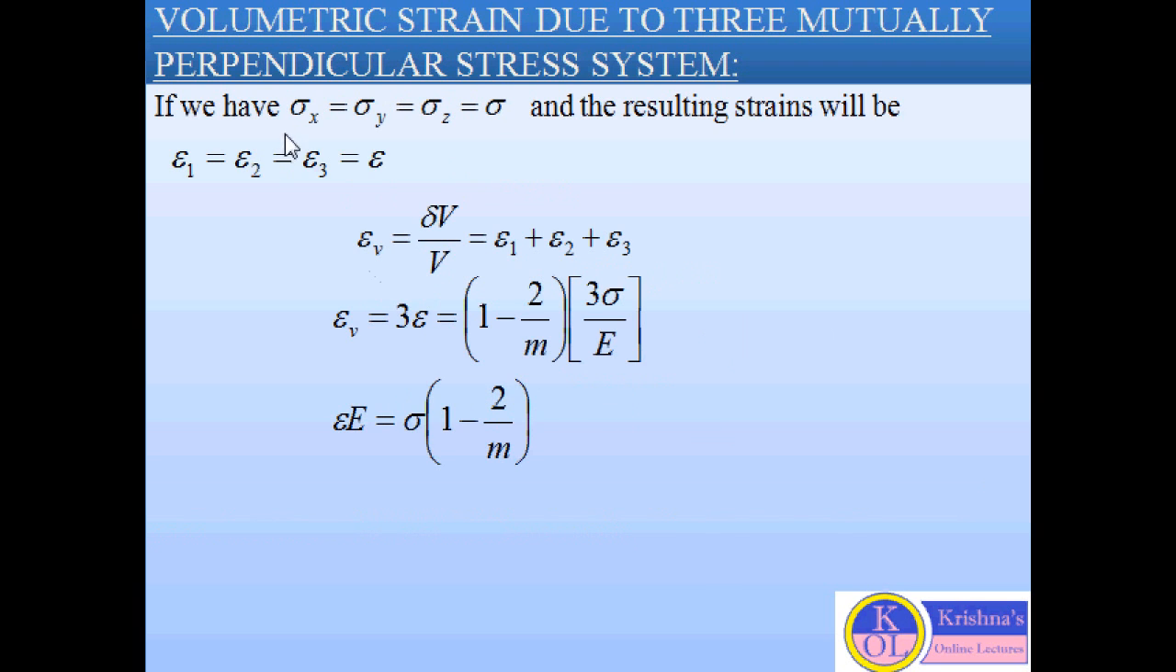If we consider sigma x equal to sigma y equal to sigma z equal to sigma, the resulting strain will be eta 1 equal to eta 2 equal to eta 3 equal to eta. This is the common strain. This is generally the condition of hydrostatic tension. So in that condition the equation of the volumetric strain will be this. The volumetric strain will be represented by this equation only.